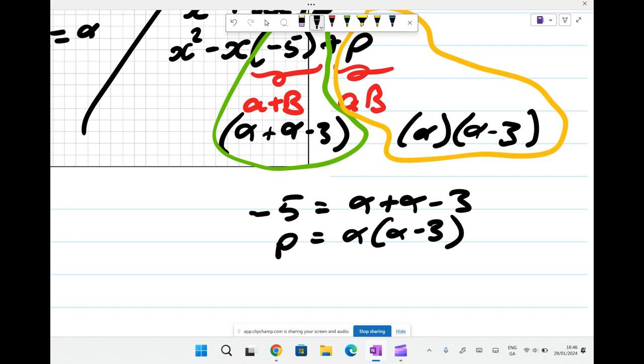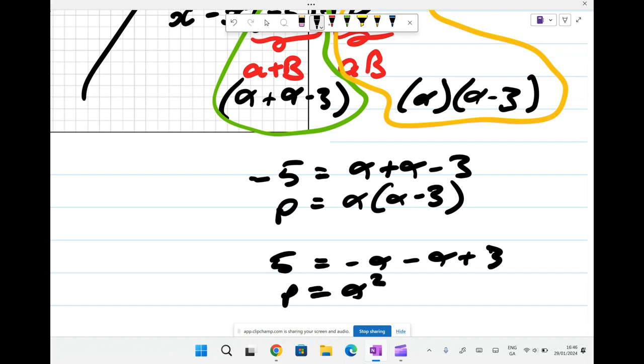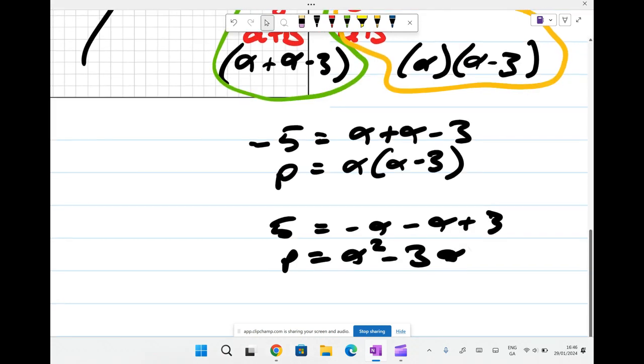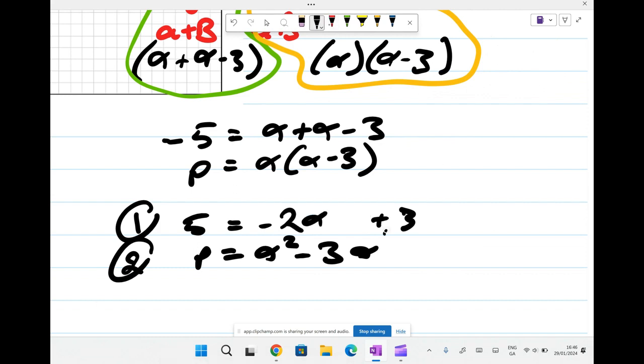And so things should look kind of familiar, because if we rearrange these, you'll get 5 is equal to minus alpha plus 3, and p is equal to alpha squared minus 3 alpha. And so these were the two simultaneous equations that we had before. We just took a different route to get them. So if we combine these two alphas, that's minus 2 alpha plus 3, and then p was alpha squared plus 3 alpha. So then we would take this easier equation, find alpha.